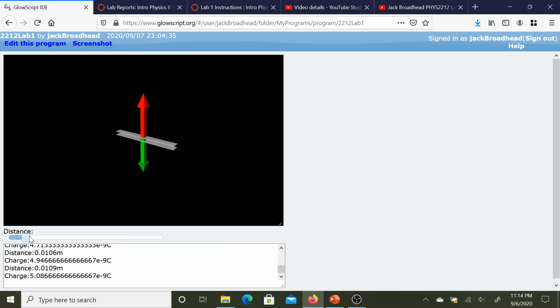So this kind of ties everything together, Coulomb's law. This demonstrates how the bigger the distance, the bigger the charge has to be, which is what this lab is about.